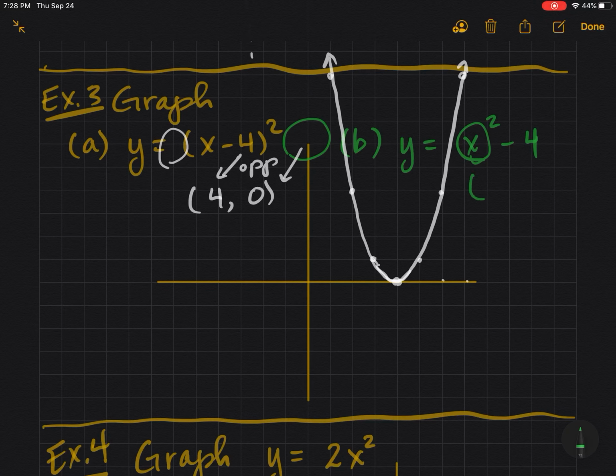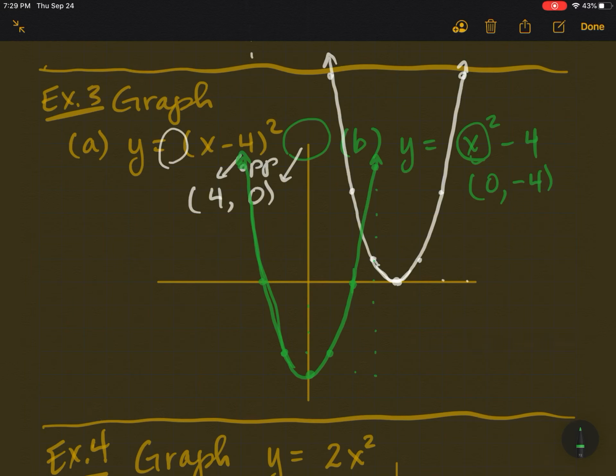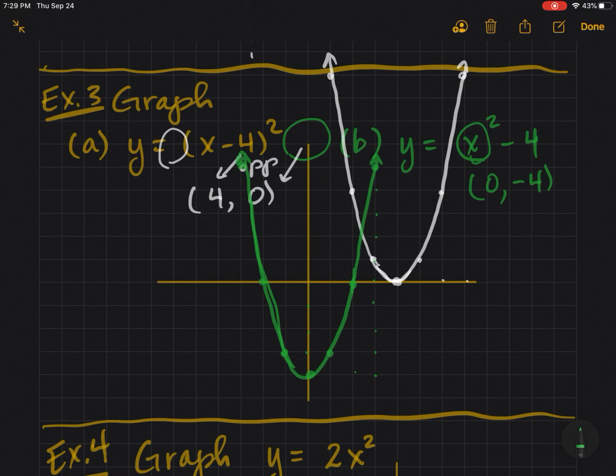There's nothing in the parentheses here, so I'm going to make that a 0 and keep the sign the same. 0, -4. 1, 2, 3, 4 is here. Same shape. 1 squared is 1. 2 squared is 4. 3 squared is up 9. And there I have a cute, cute parabola. Alrighty. It's as simple as that.